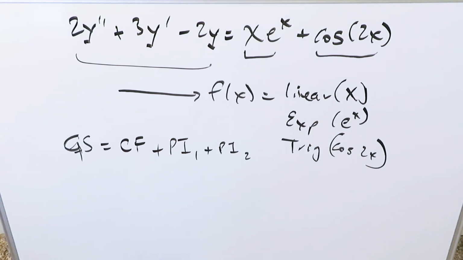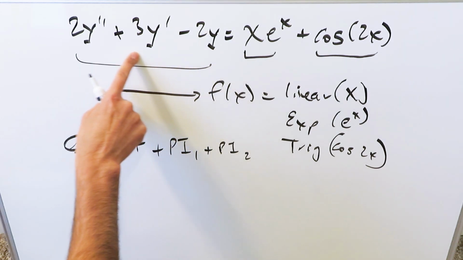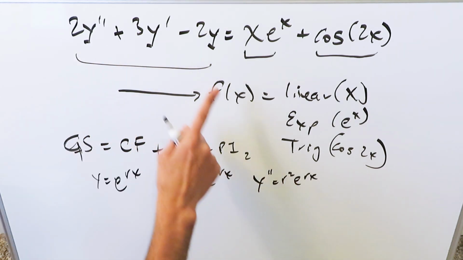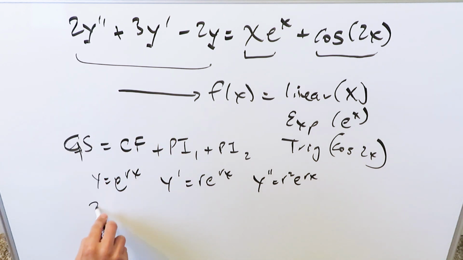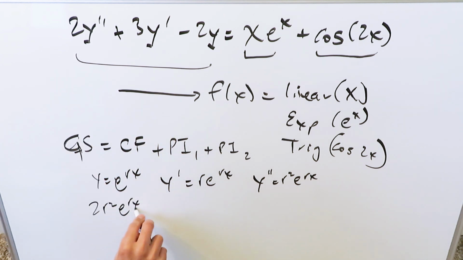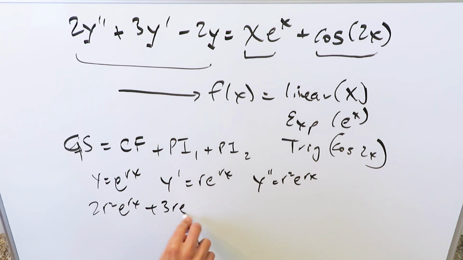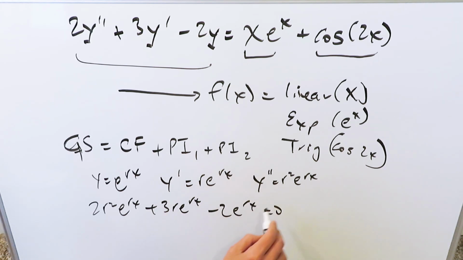What we can do over here is look at this complementary function first. It's easy. When you're looking at this, you know the procedures. Then you would plug these items in here. You will have here 2r squared e to the rx plus 3r e to the rx minus 2 e to the rx is equal to 0. You could literally isolate the exponential terms, take them on the other side, divide them by 0, and they'll go away. What you really have is 2r squared plus 3r minus 2.